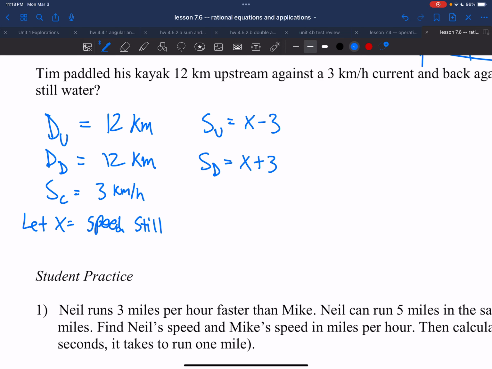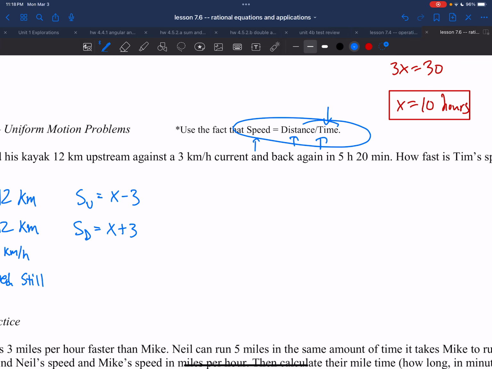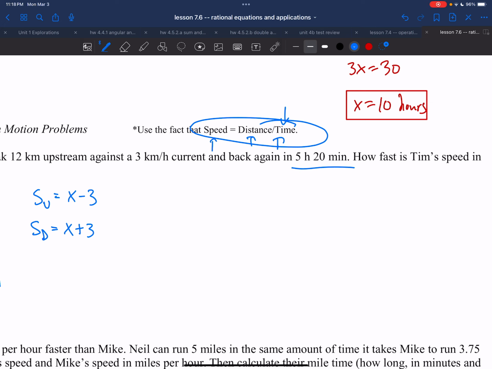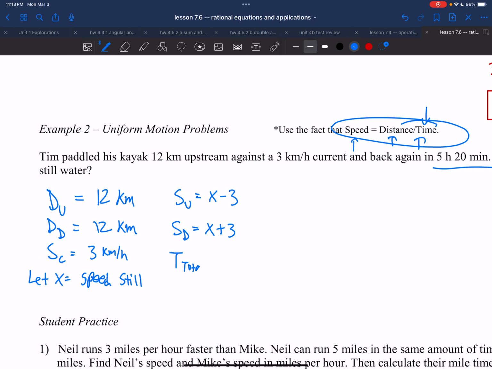The only other aspect not considered yet is time. Distance, speed, and time. What do I know about time? Well, he went upstream at some rate, and then he came back in 5 hours, 20 minutes. Is that his time upstream? Is that his time downstream? Well, it's both. It's saying that he went up and back, which means the total time is 5 hours and 20 minutes.